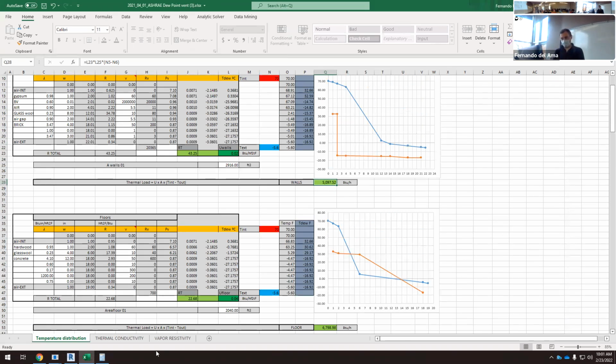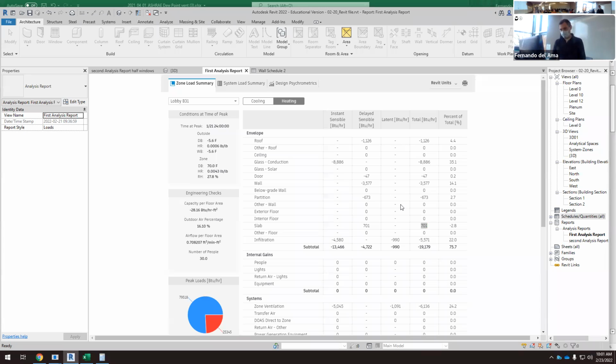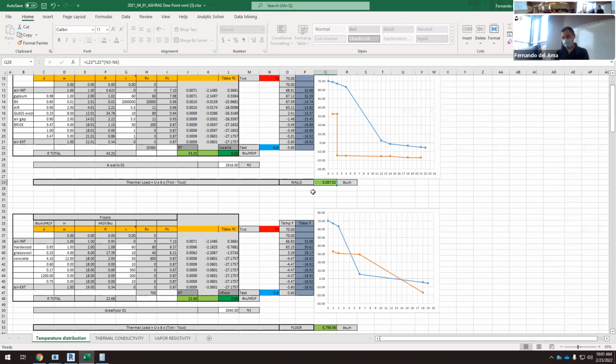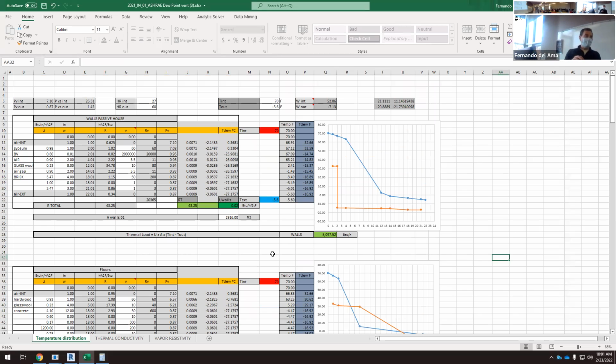Through the walls in REVIT, where's the wall? Here, 3,500, and in this Excel file we have 5,000. So clearly, the Excel file is more conservative than the REVIT file. So what would we do? We would have to change the edit type properties of the walls and the roof in REVIT. This is something that we haven't checked, and we have to check that.